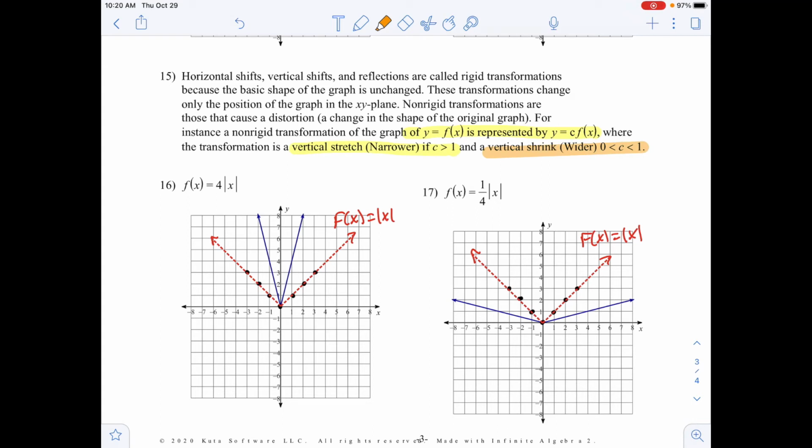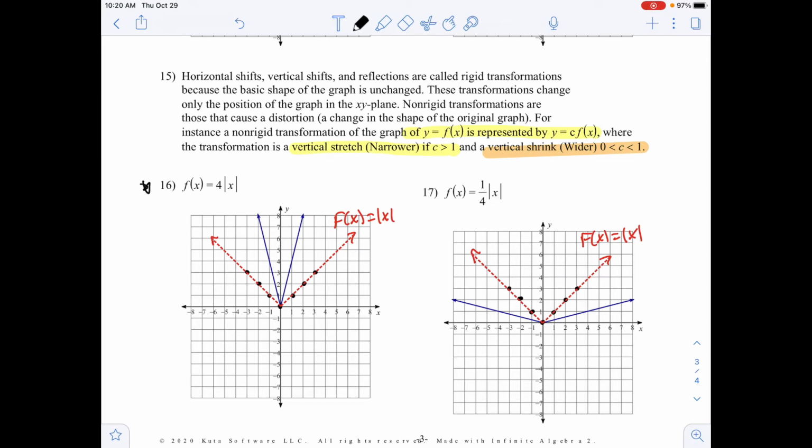If your c value is between 0 and 1, it is going to be a vertical shrink, which is going to make it wider. Now, when you're looking at the value of c, you're really looking at the absolute value of it, because if the c value is negative, that tells you something different. The negative tells you that it's going to be a reflection in the x-axis in the front, but the c value itself will tell you whether it is going to be wider or narrower.